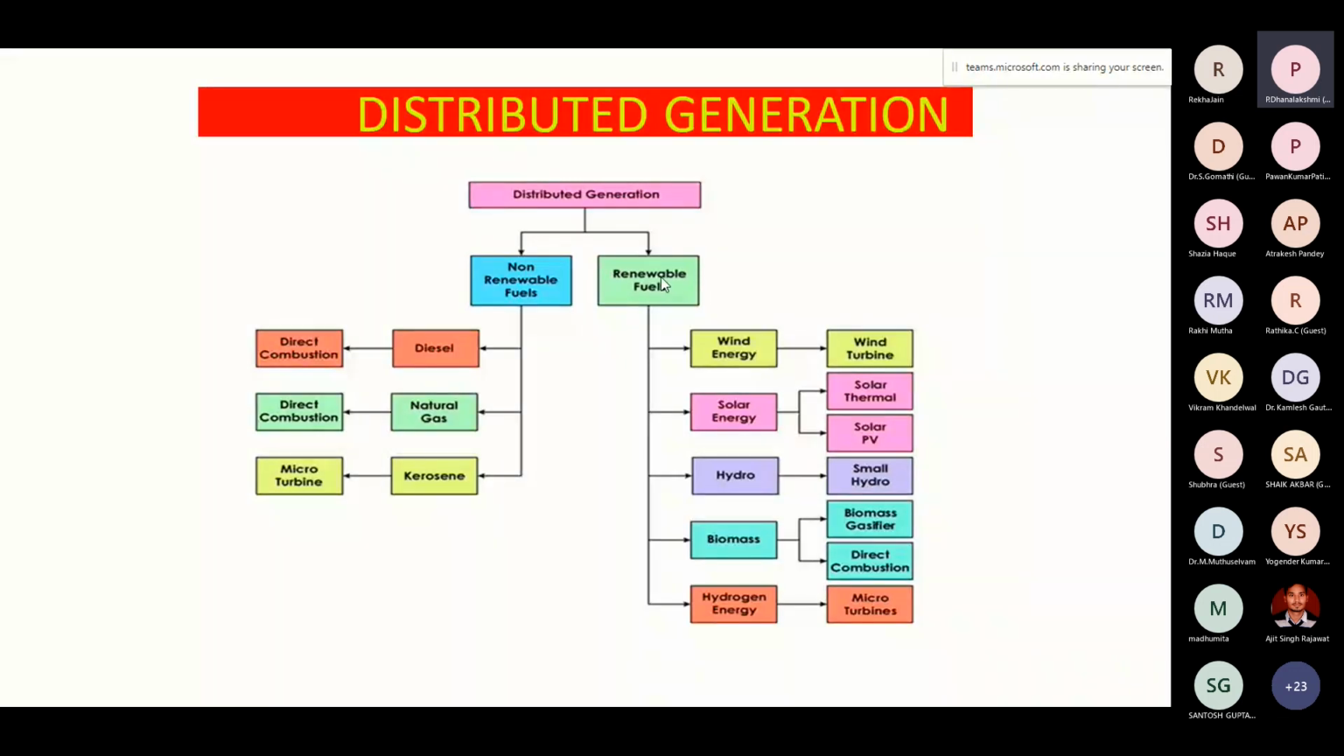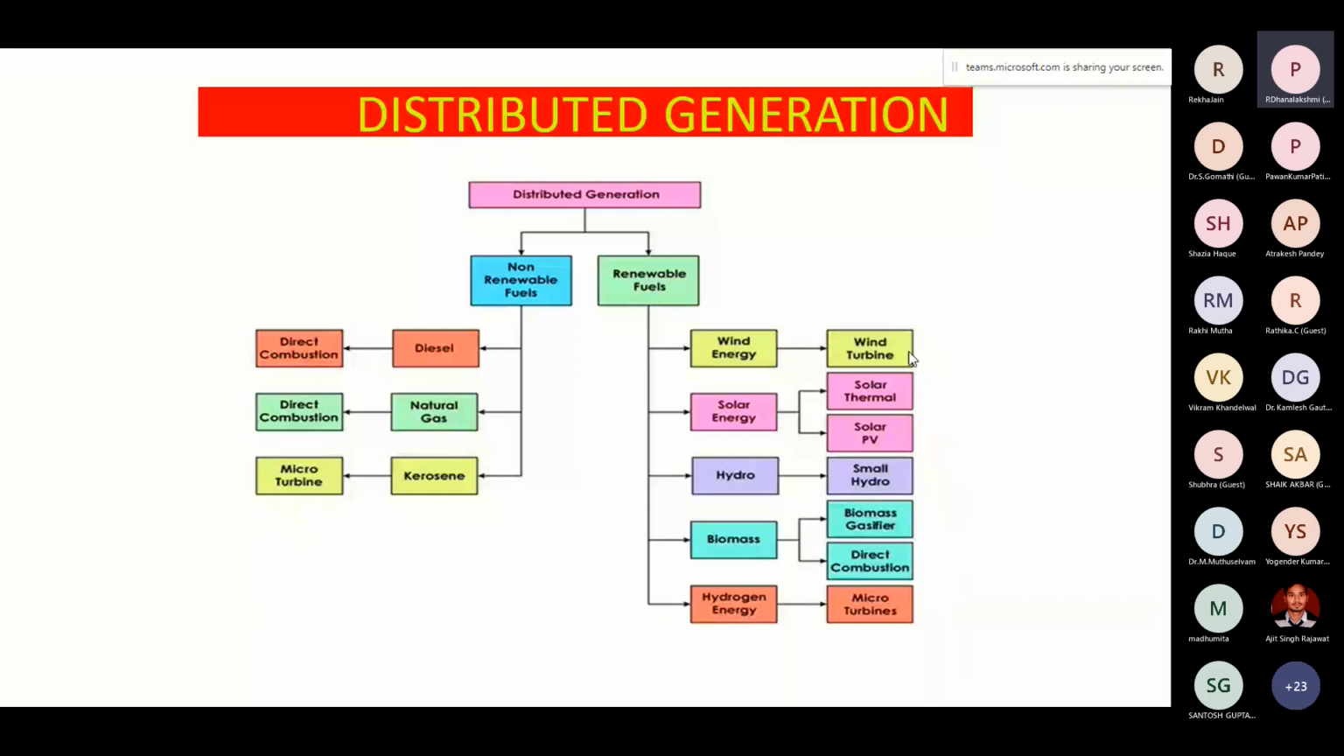So what are various renewable energy sources? Renewable energy can be obtained either through wind or solar or hydel, biomass and hydrogen energy. It can also be known as fuel cell. So all these are the types of renewable energy sources which will be finally giving you a power source to these DGs.